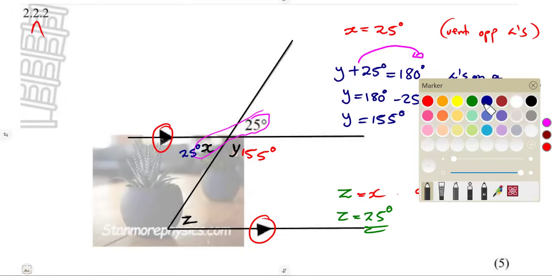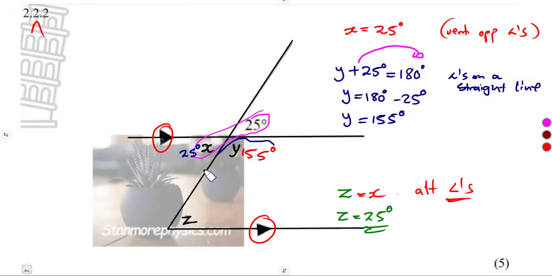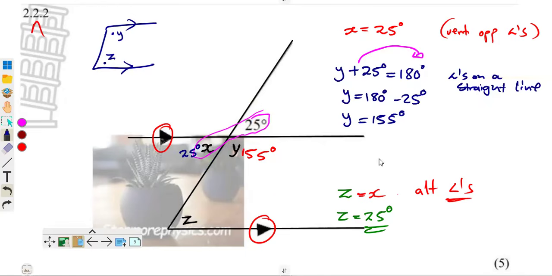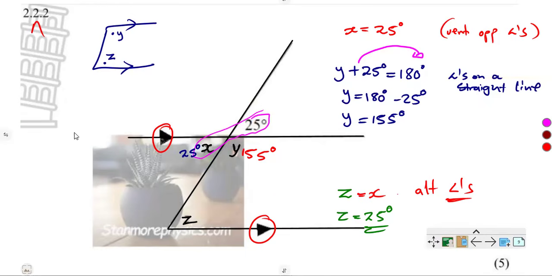There are so many ways, guys. We could have used the ones that form a C, co-interior angles, if two lines are parallel. So it follows that y and z, when added together, are supposed to give us 180 degrees. Y plus z is equal to 180 degrees. Co-interior angles. That's another way that we could have used to calculate our z.